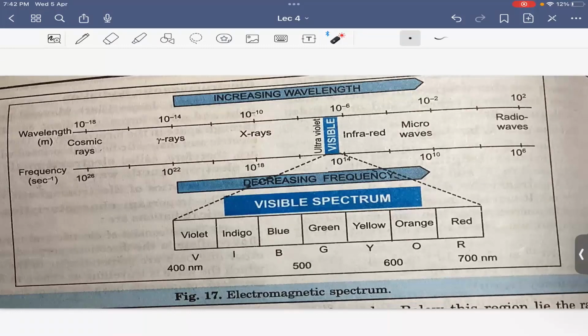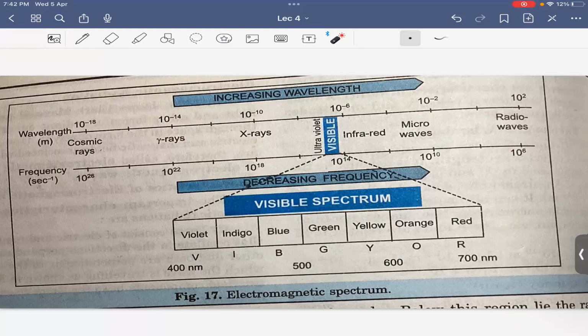The region just above the visible portion is the ultraviolet region, that is around 10 to the power 16 hertz of the spectrum. These radiations are included in the sun's rays, although they are invisible. Beyond ultraviolet radiation, on the side of decreasing wavelength, that is increasing frequencies, we have a region of X-rays, with a frequency of around 10 to the power 18 to 19 hertz. These rays are produced when a stream of electrons strikes a heavy metal target.